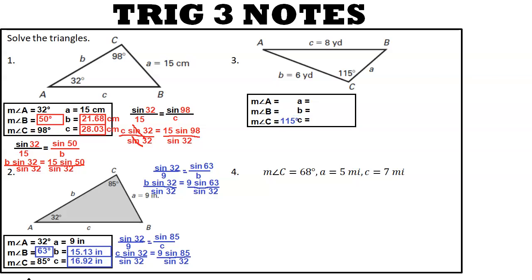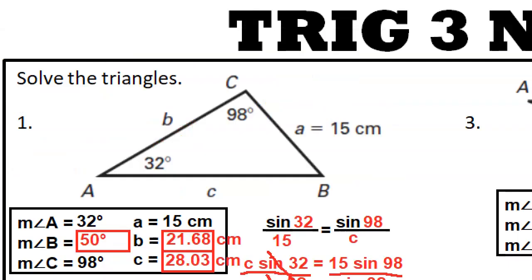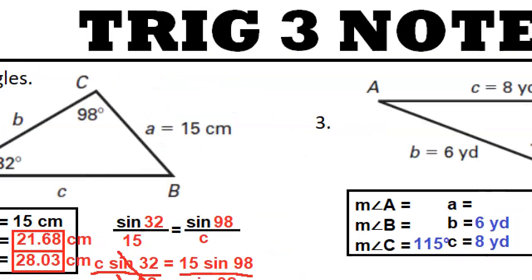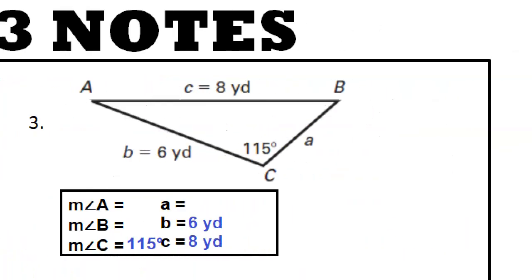And then we have side B, which is 6 yards. And then we have side C, which is 8 yards. Okay, now I hope you notice the setup is going to be a little bit different. Let's talk about why real quick. Let's zoom in on problem number 3 so that we can focus.